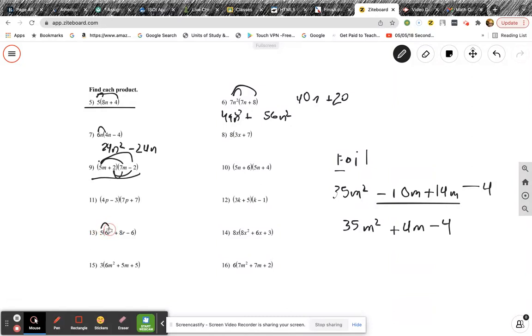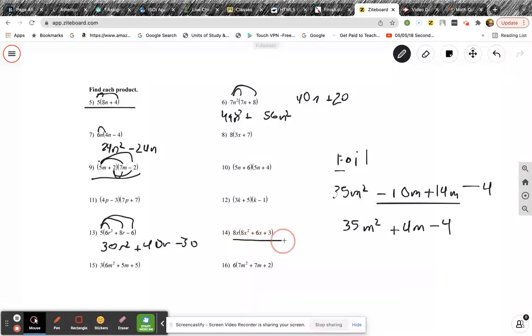Now for these, you're just multiplying one term times each of these. Okay, so 5 times 6r is 30r squared. 5 times 8r is plus 40r. And then 5 times negative 6 is negative 30. Okay.